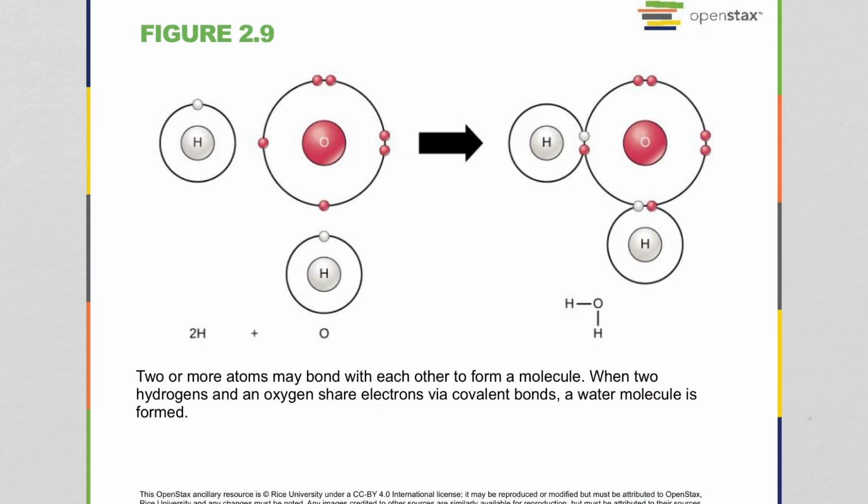Okay, so let's look at some examples. This is showing the formation of water, and it illustrates probably the most important type of bond that you're ever going to come across in chemistry, which are called covalent bonds. And a bond really just means that two atoms are connecting to each other in some way. And a covalent bond means that they share electrons.